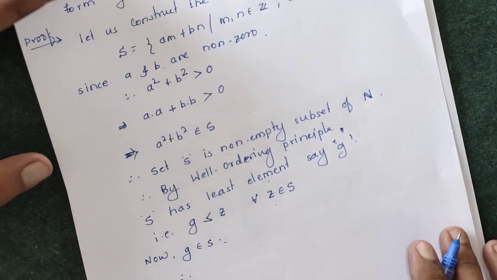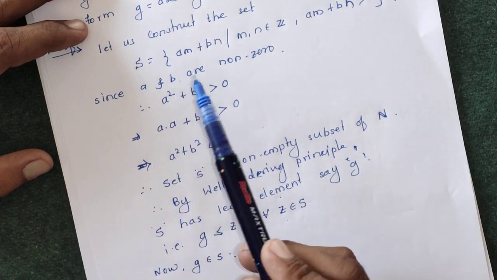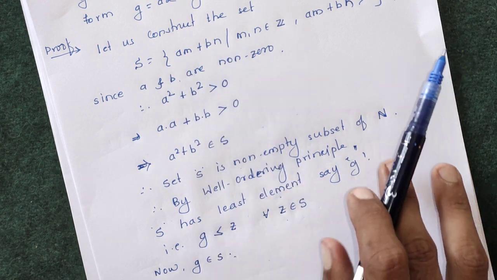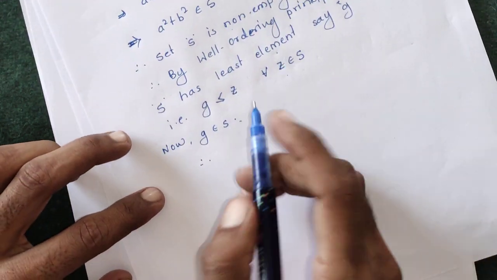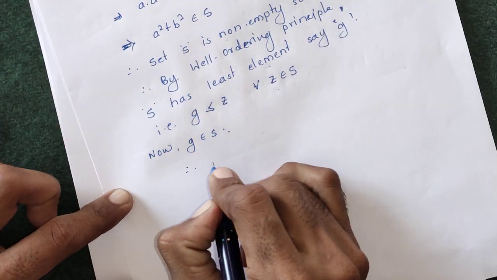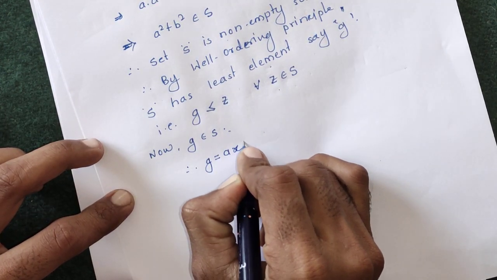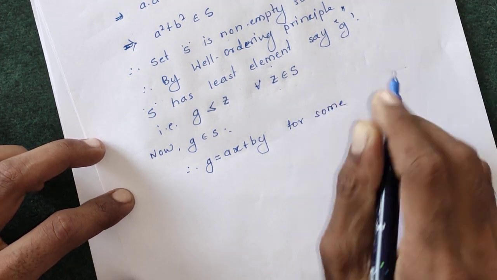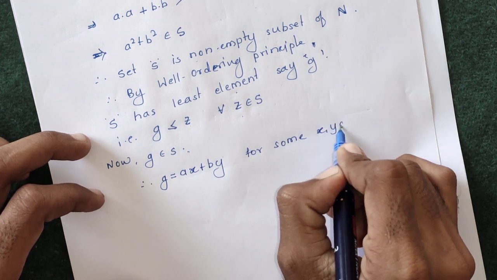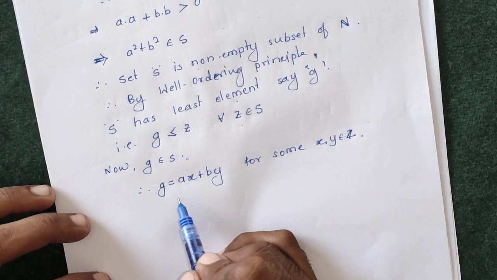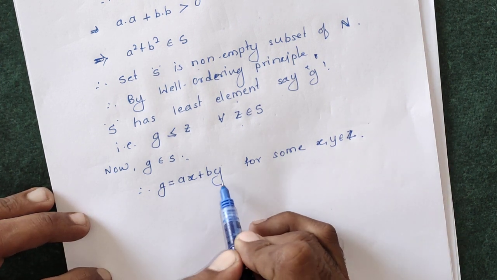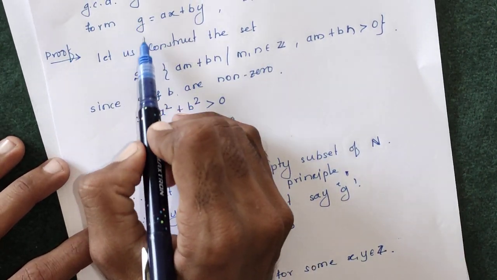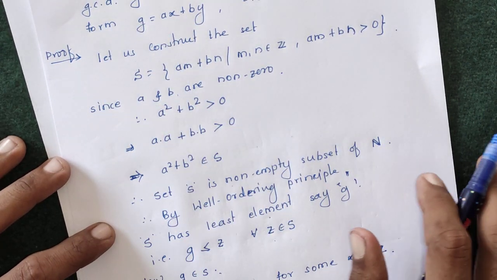Therefore G is the least element of this set S, that is, G belongs to our set S. This implies G must again be in the form of am plus bn. That is, G is equal to ax plus by for some x, y belonging to Z. So we express this G as a linear combination of a and b. G is equal to ax plus by. This G is in the form of ax plus by.